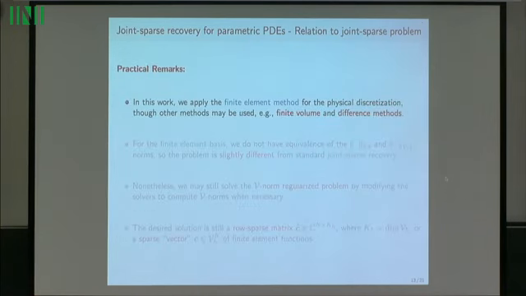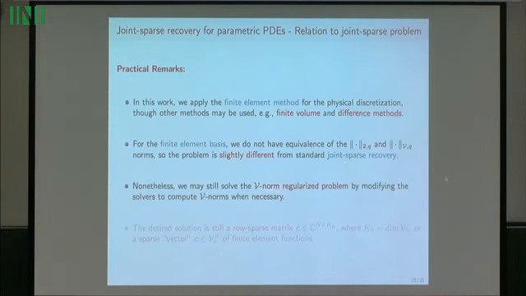One of the details I haven't really mentioned in previous versions of this talk is that when we typically do this, we apply a finite element discretization. And when you apply a finite element discretization, you don't exactly have the equivalence of these two norms, so the problem is slightly different from standard joint sparse recovery. Nonetheless, we can still solve the V-norm regularized problem by modifying the solvers to compute these V-norms when necessary. And then this desired solution is still a row sparse matrix. I'll call it C hat in Cn by K sub h, where Kh is the dimension of a finite element space. Or you could also still think about this as a sparse vector in this tensorization of finite element spaces.